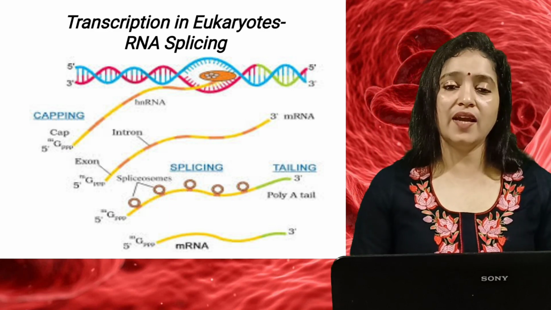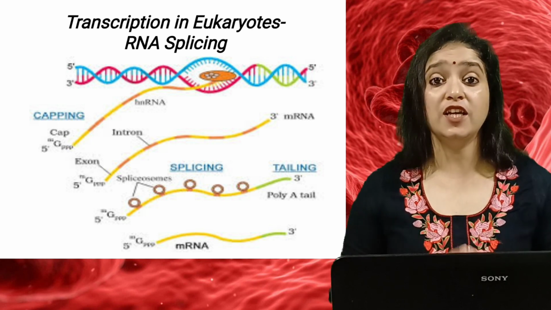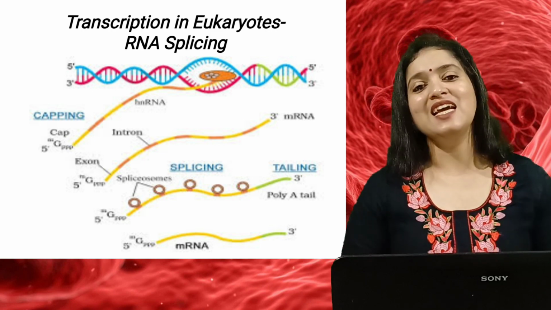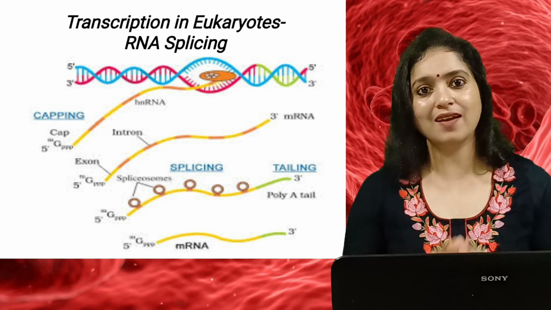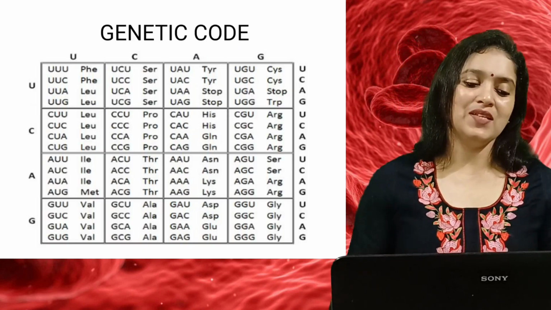Okay, and after splicing, the spliced mRNA should be identified. In order to identify that, there is a process of capping and tailing. Capping is with 5-methyl guanosine cap and a polyadenine tail. Okay, so that is it.